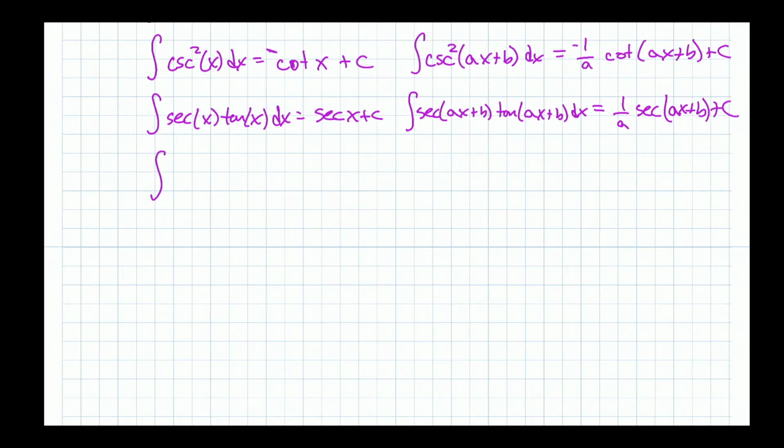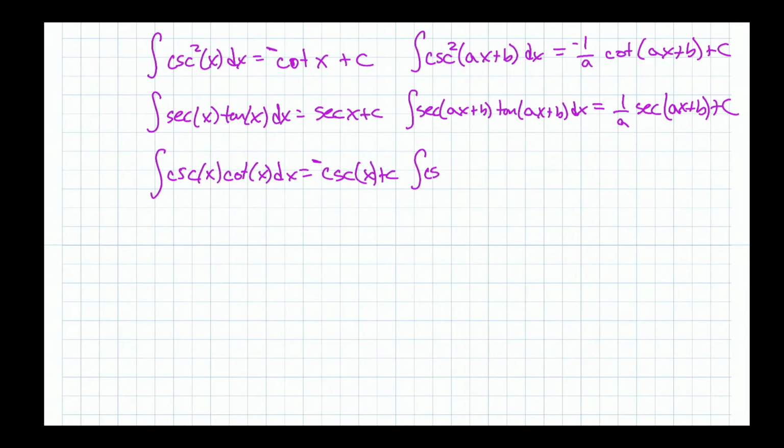Okay, one more. Cosecant x, cotangent x. That's how you get a negative cosecant x. So then the other formula would be cosecant ax plus b, cotangent ax plus b, and that would be negative 1 over a cosecant ax plus b plus c. C kind of ran off the end there.